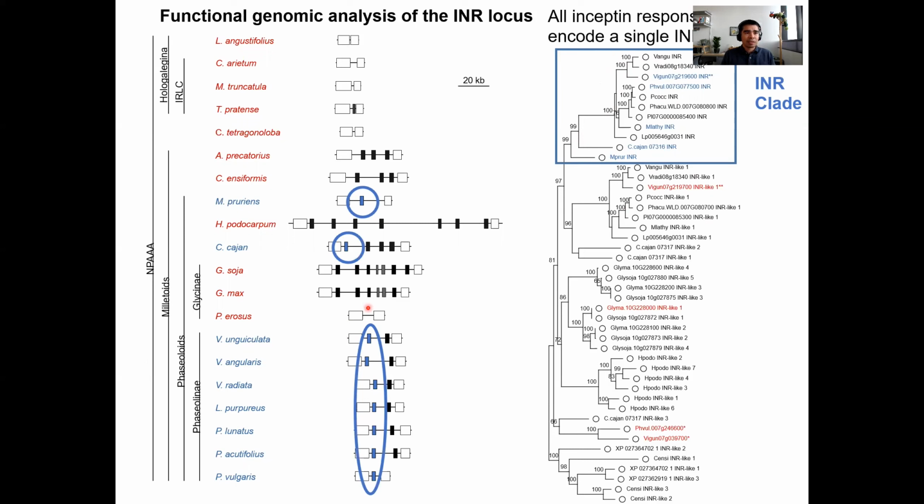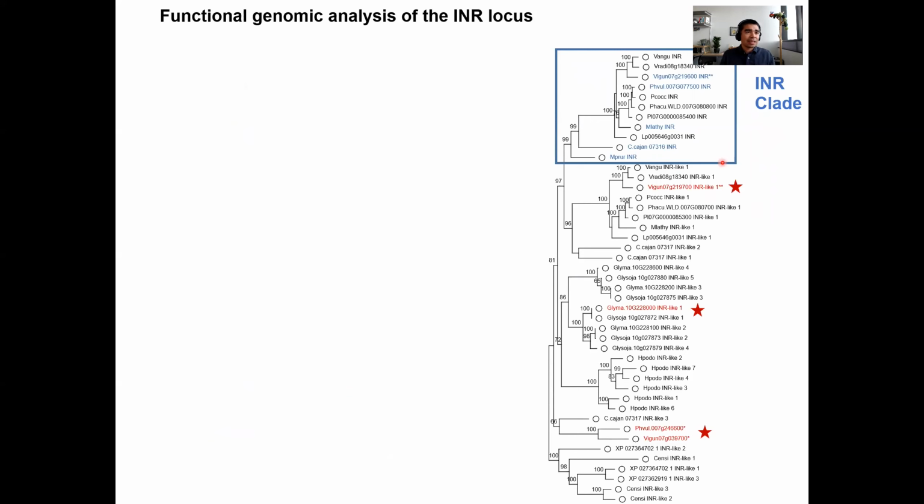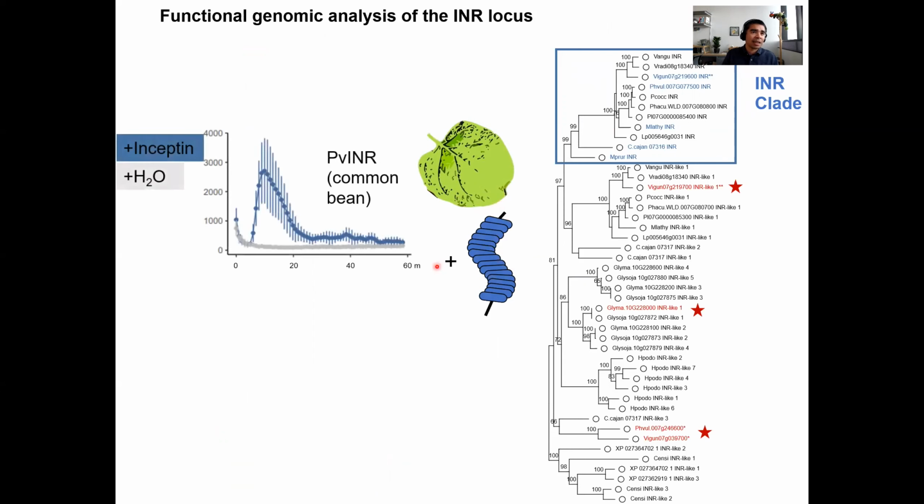So we think that the presence of an INR homolog from this clade strictly correlates with the ability of any given legume to respond to Inceptin. The way to test this is to use a heterologous test system. We can express the receptors in tobacco, in Nicotiana benthamiana, and then measure an Inceptin-induced ROS burst. So here we're looking at the production of reactive oxygen species 10 minutes after peptide application to tobacco plants that are expressing the Inceptin receptor from common bean in this case.